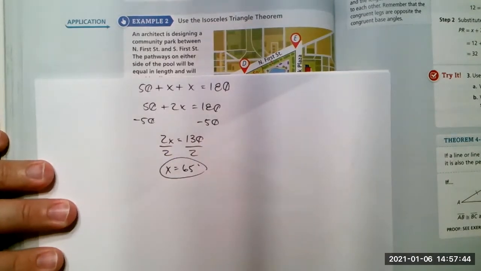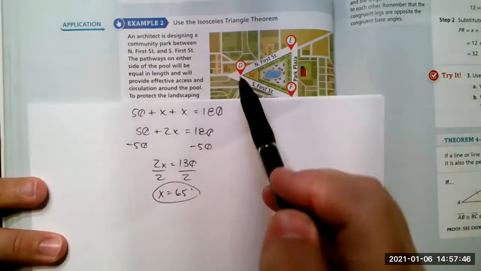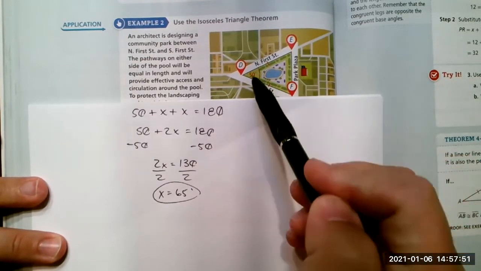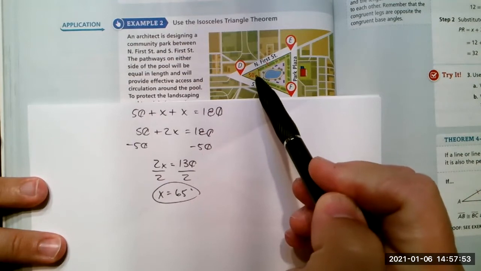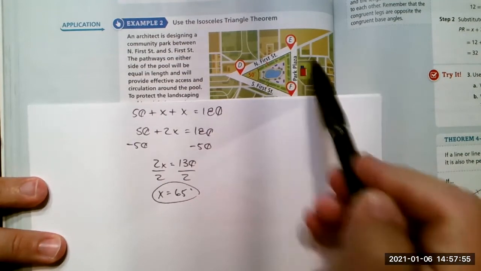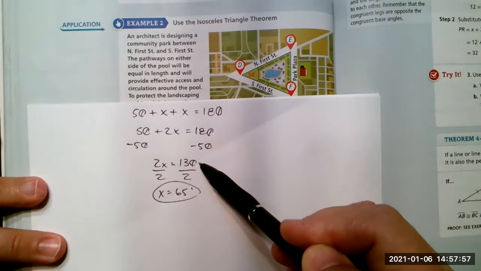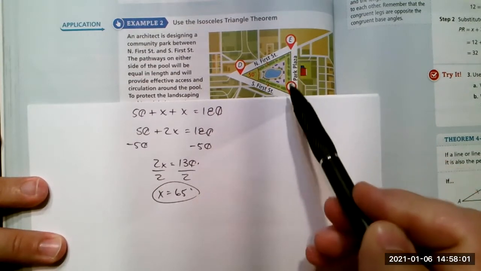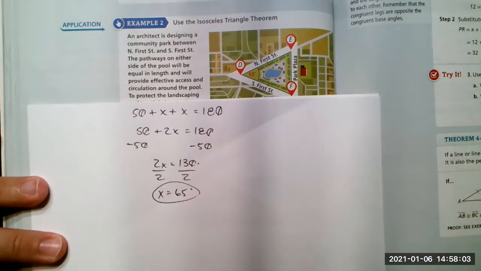So what that tells me is that because these two side lengths are the same, the two base angles have to be the same. We know one of the angles is 50 degrees. So we take the leftover amount, which was 130, divide it by 2, because they have to be equal to each other. So both of these base angles are 65 degrees each.